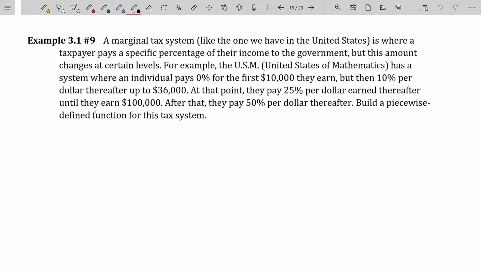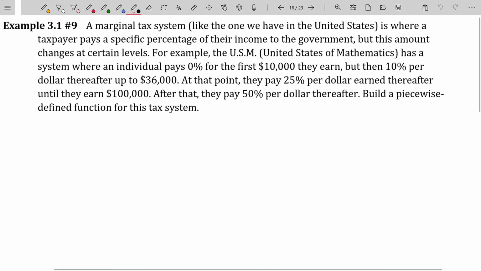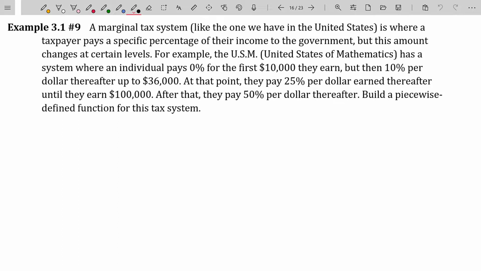A marginal tax system is a good example of one, like the one we have in the US, where a taxpayer pays a specific percentage of their income to the government, but this amount changes at certain levels. For example, the USM, which is the United States of Mathematics, has a system where each individual pays 0% for the first $10,000 they earn, but then 10% per dollar thereafter up to $36,000, and then at that point they pay 25% per dollar earned thereafter until they reach $100,000 in income, and then finally after that they just pay 50% of every dollar they earn.